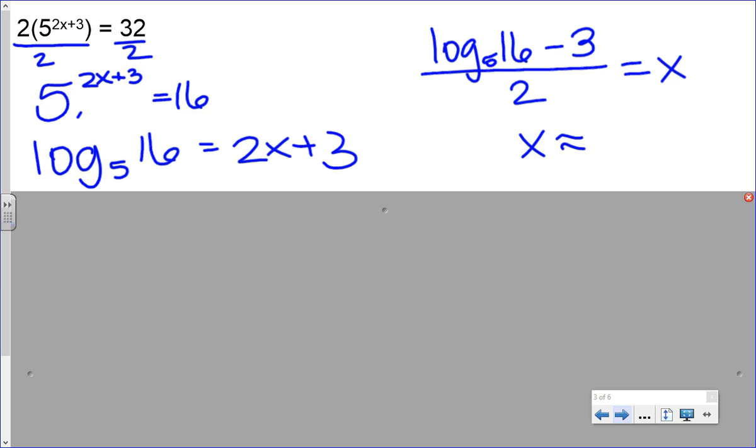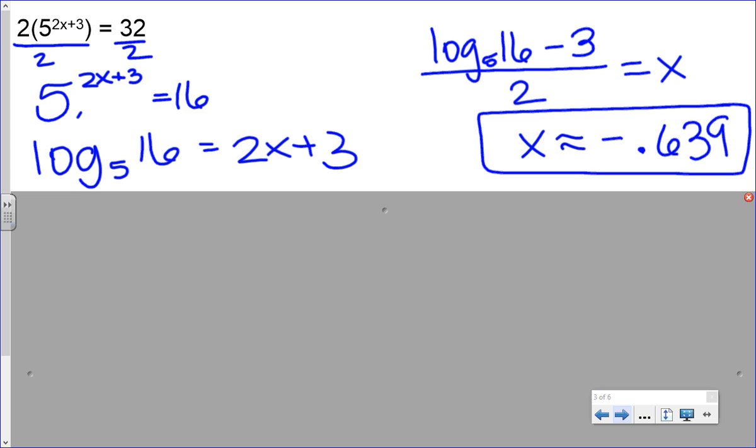Wayne, did you get something? I got -0.16. Do you agree with Liam's answer? Good. Is everyone okay with the change of base theorem, getting the log base 5 of 16?